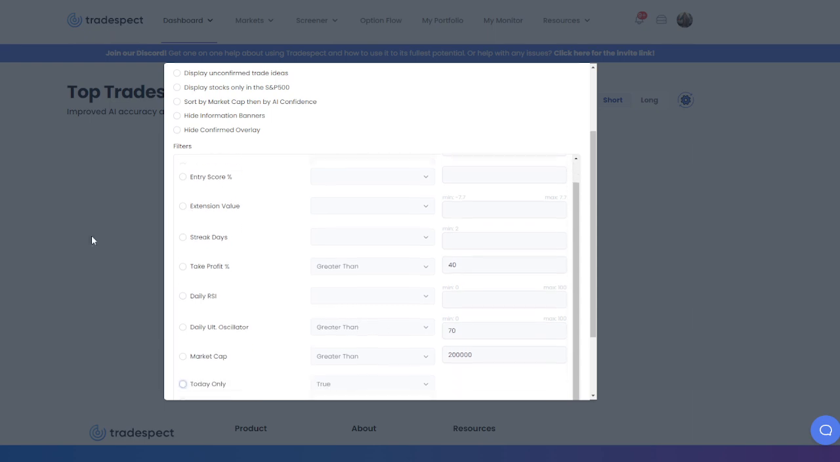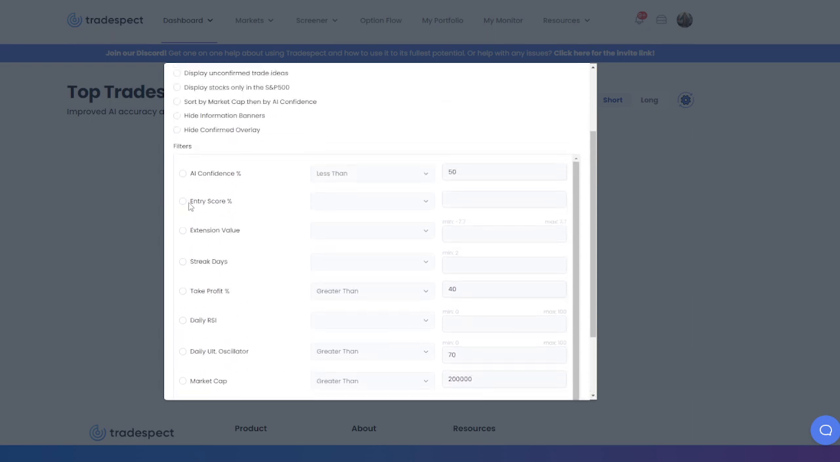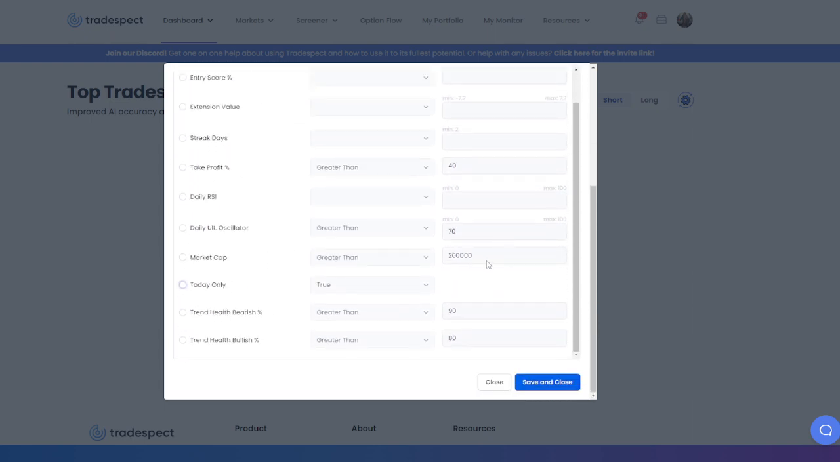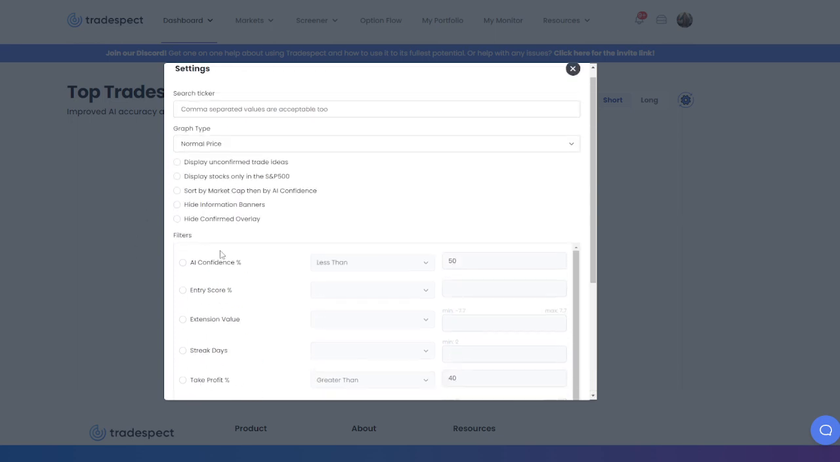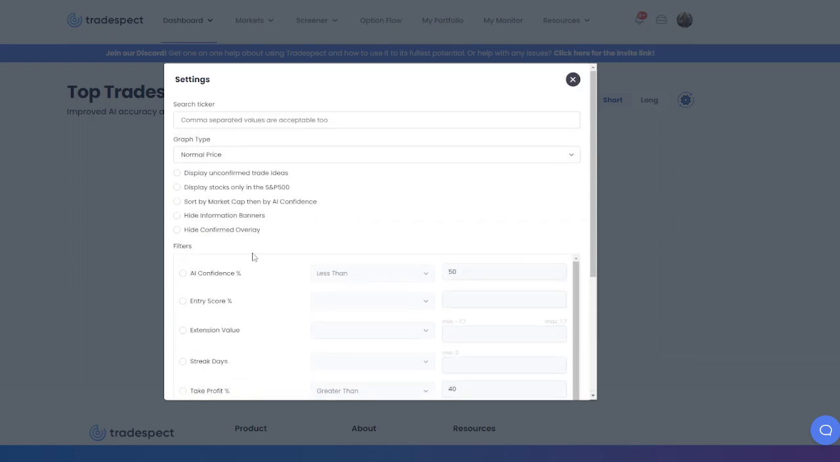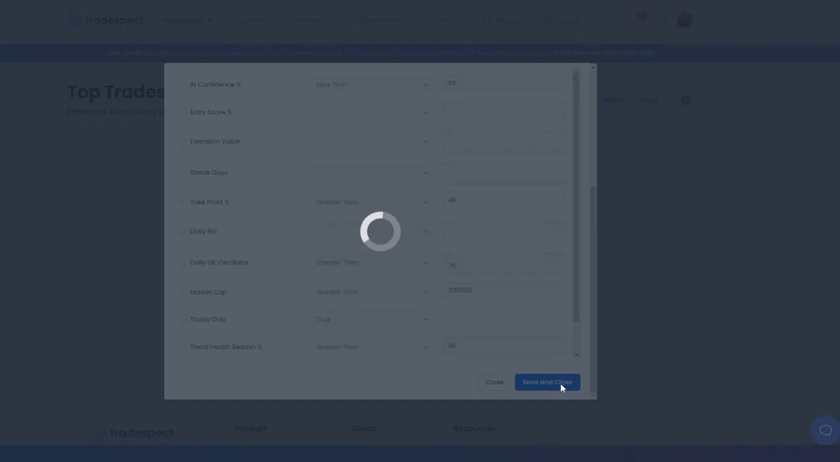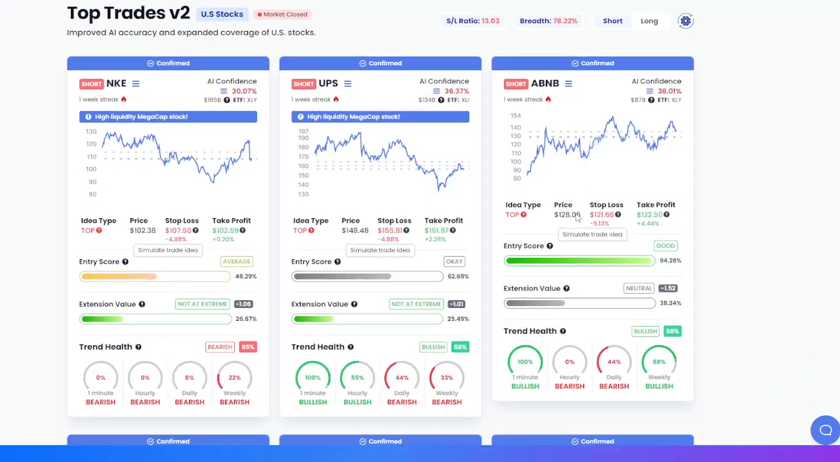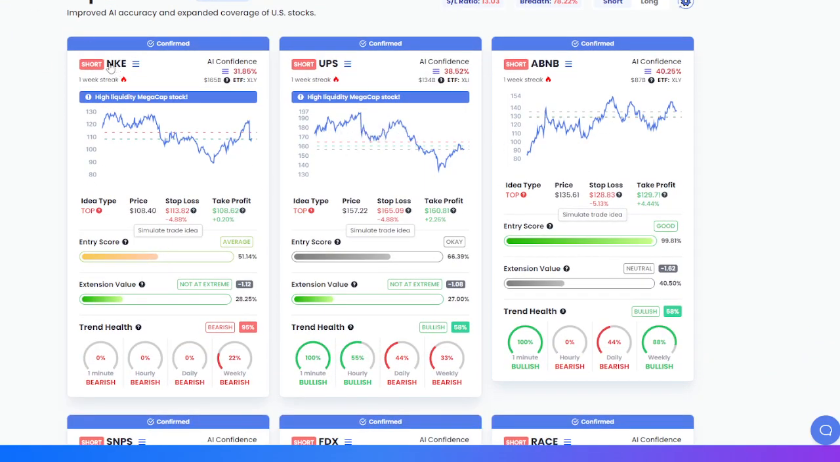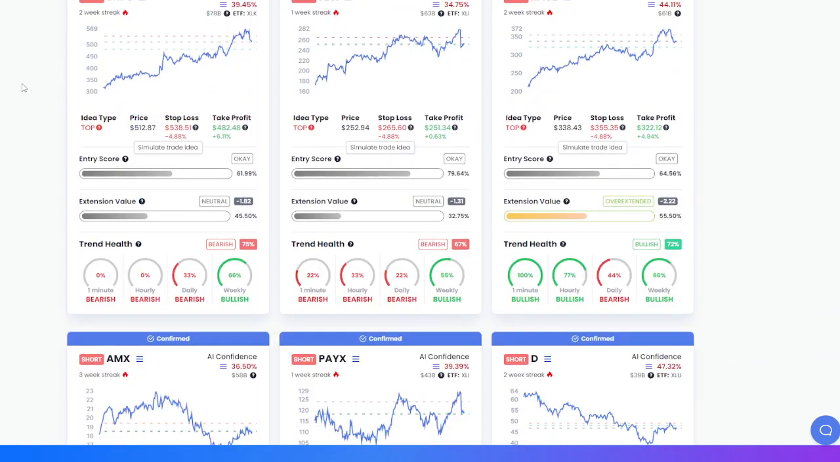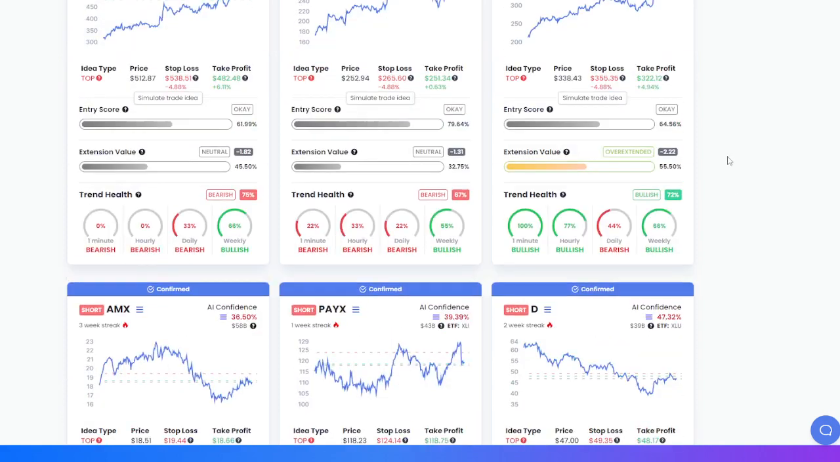And then market cap, obviously, if you need options liquidity, and that's already in millions. So if you do 200, that would be a 200 million market cap. And if you just turn them all off, you can sort by the market cap, and then the AI confidence secondary. It'll just show you the largest stocks, and you can sort it that way too, and go through it.